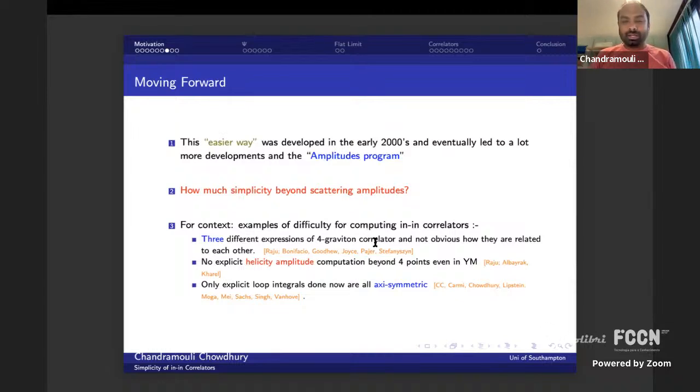And just to give you a context about the difficulty people have been facing in computing these objects, one example is that as of now we know of 3 different expressions for a 4-graviton correlator, and it's not obvious how they're related to each other. And in fact, we don't even have an explicit expression of a helicity amplitude beyond 4 points, even in Yang-Mills theory. And we barely understand loop integrals beyond some simple cases.